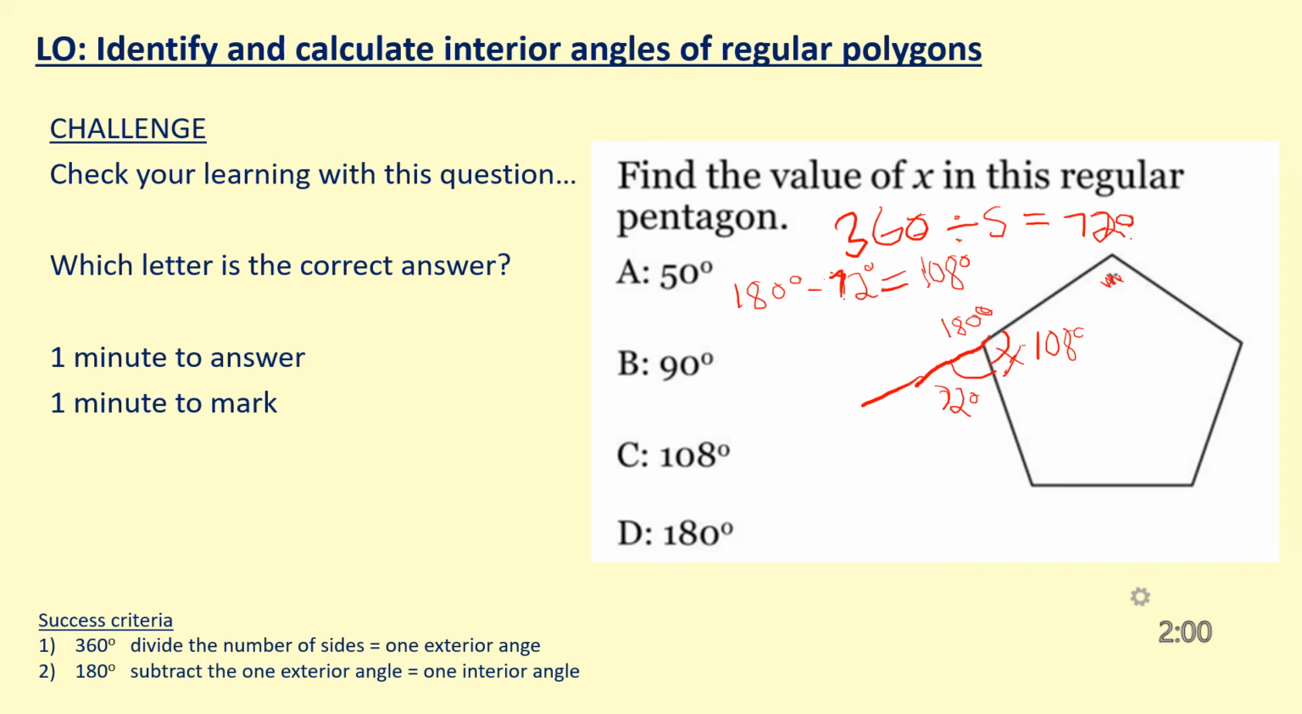Okay, so the answer then was 108, and that was letter C. So just give yourself a minute just to mark, make corrections. Just look through here. I've drawn it as best I can with the pen to show our line of 180, and then our exterior angle of 72, and our interior angle of 108 to make up that 180. When you're ready to move on, pause the video.